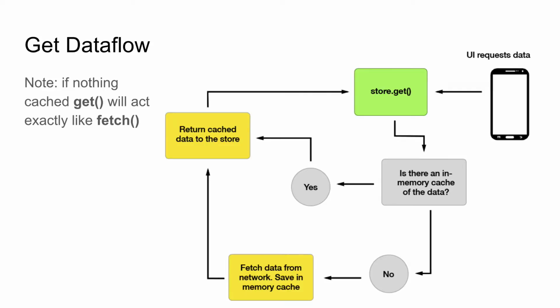So now when we call store.get, there's a decision point that doesn't exist in fetch. The decision point is: is our data currently cached in memory? If it is, get will return from cache rather than actually hitting your network. This is really nice. We use this a lot. Most of our calls within our app are get rather than fetch calls.